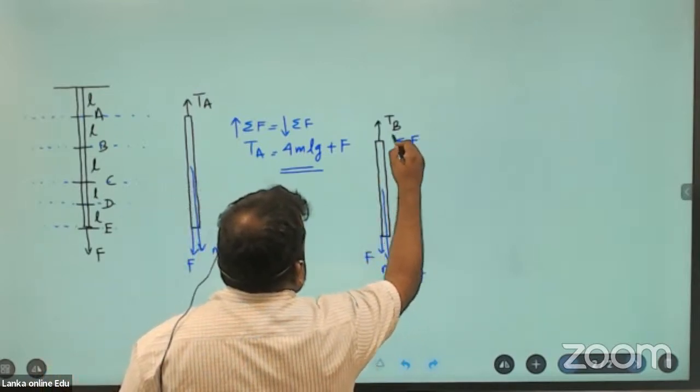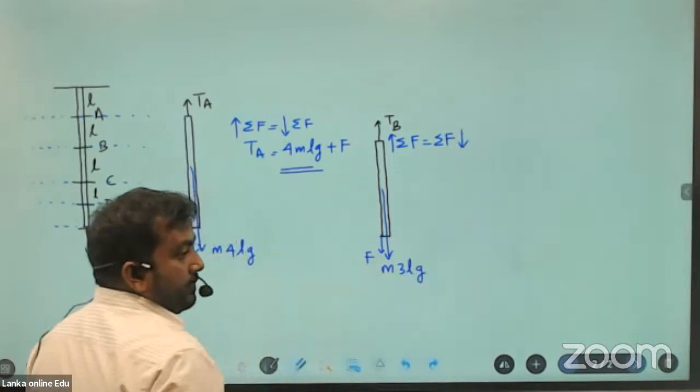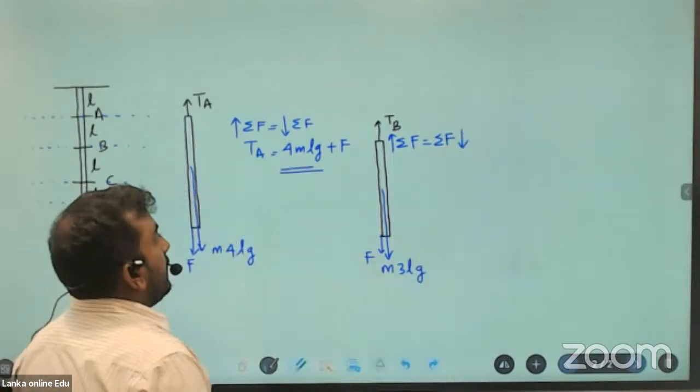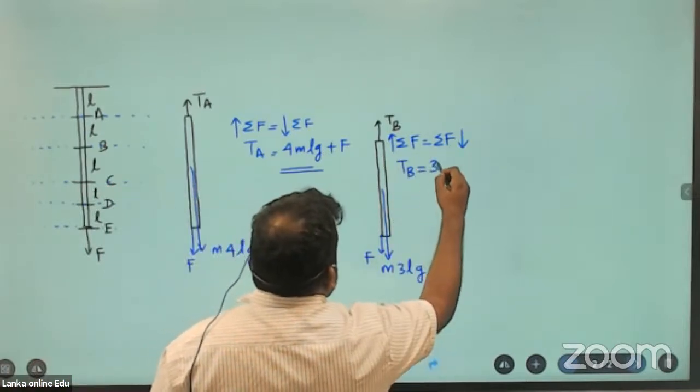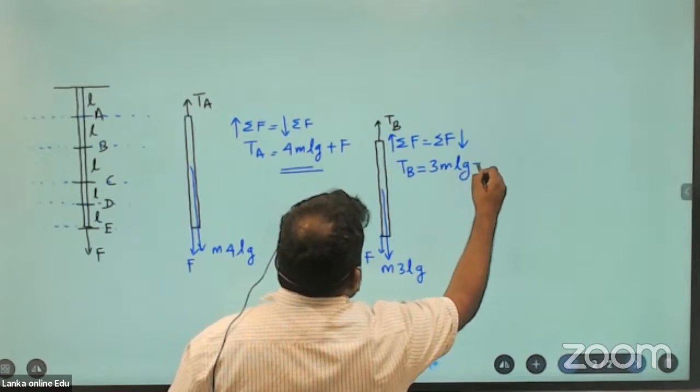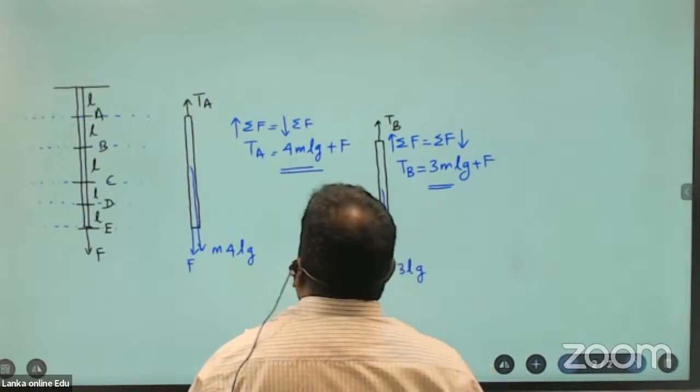Sum of forces acting upwards balances sum of forces acting downwards. Simplify it carefully. Tension at B is equal to the weight here, 3mLg, plus the force F. Then tension at C.